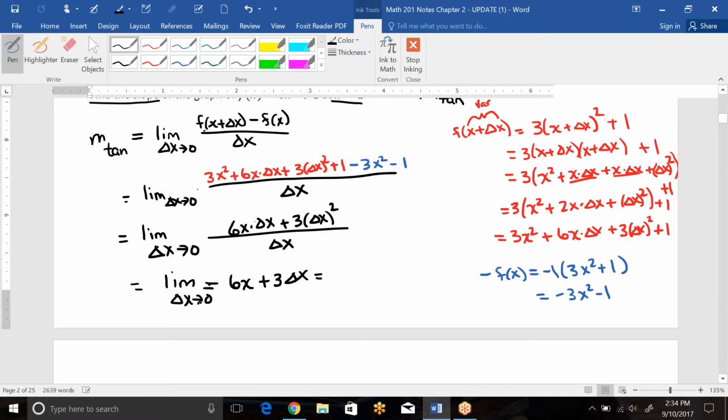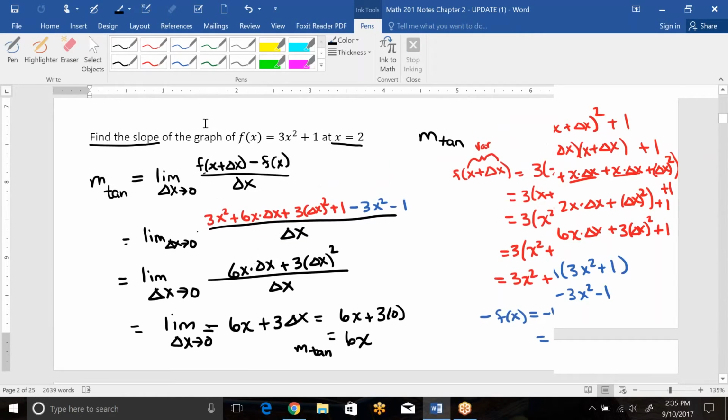But that's enough, because now we're no longer having a delta x in our denominator, which means we're not dividing by 0. So we then let the delta x's become 0. And that just makes that 6x. Now remember, this is the formula for the slope of the tangent at a point. The question specifically asked for the point x equals 2. So to get the official slope, we plug in 2 for x. And so the slope of the tangent line at the point x equals 2 for the function 3x squared plus 1 would be 12.